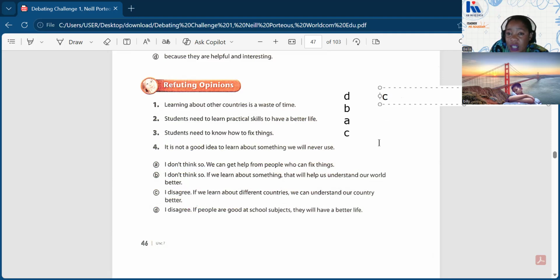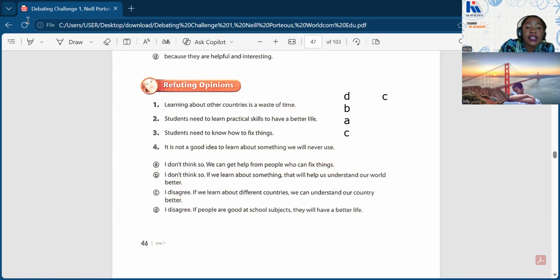Do you understand? I said you're supposed to look for an opinion here that perfectly disagrees with what this says. So this is talking about learning about other countries being a waste of time. So you should look for something that says learning about other countries is not a waste of time. Do you understand, Billy? Yeah.